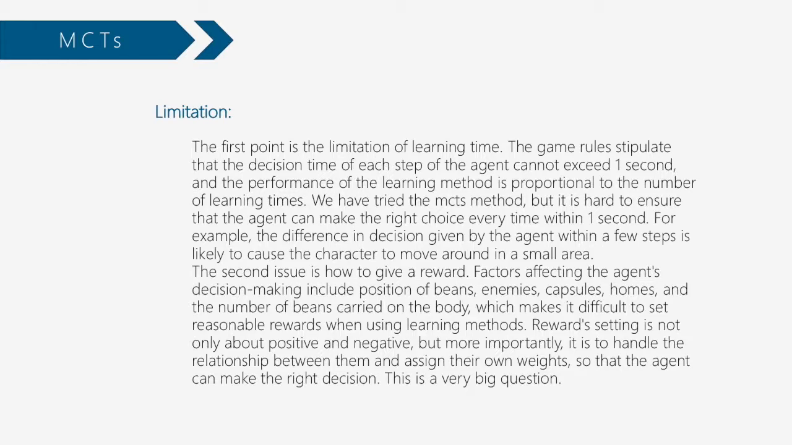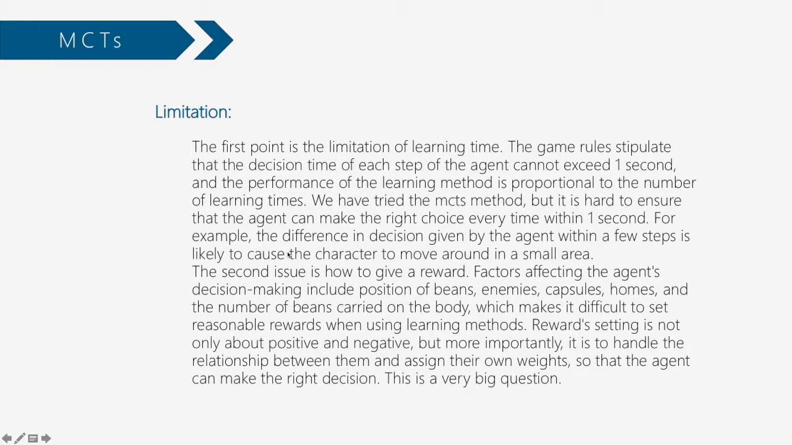The second issue is how to give a reasonable reward. Factors affecting the agent's decision-making include position of beans, enemies, capsules, home, and the number of beans carried on the body, which makes it difficult to set reasonable rewards when using learning method. The setting of rewards is not only about positive and negative, but more importantly, it is to handle the relationship between the factors and assign their own weights, so that the agent can make the right decision. This is a very big and necessary question.